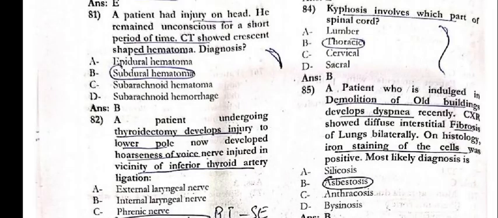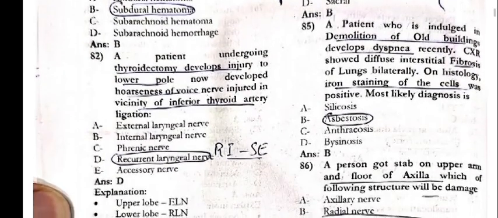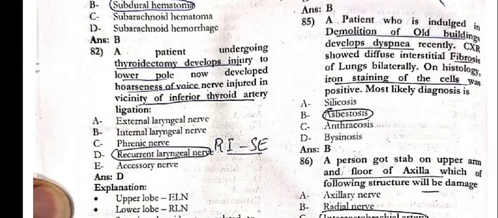Next, 84, kyphosis involves which part of the spinal cord? That is the thoracic part. 85, the patient who is indulged in the demolition of old buildings. Old buildings, that is an indication.